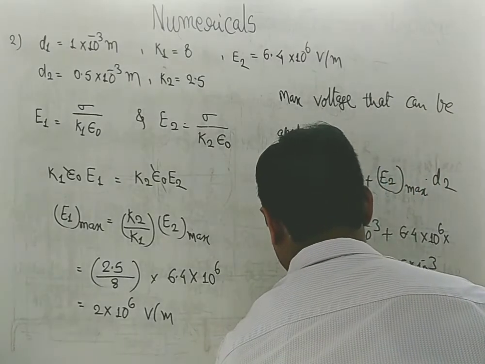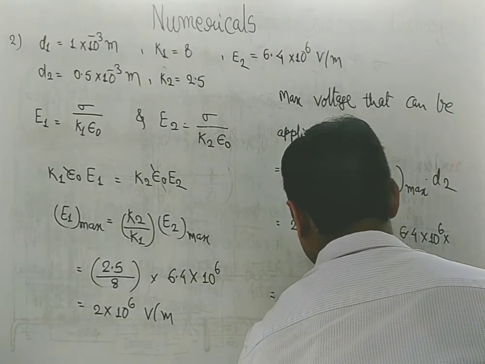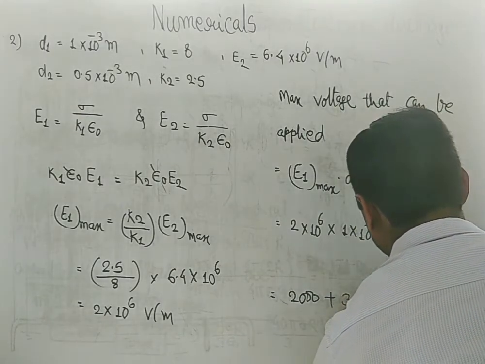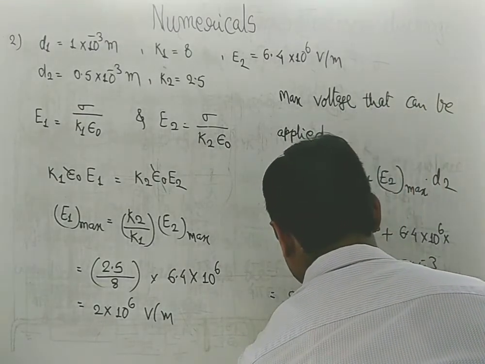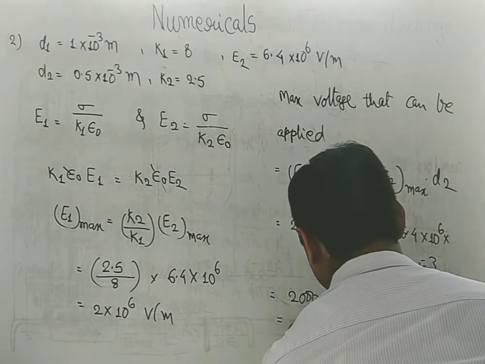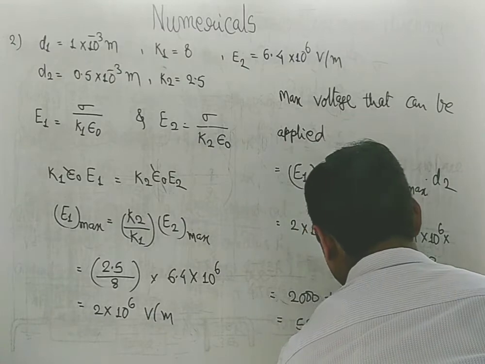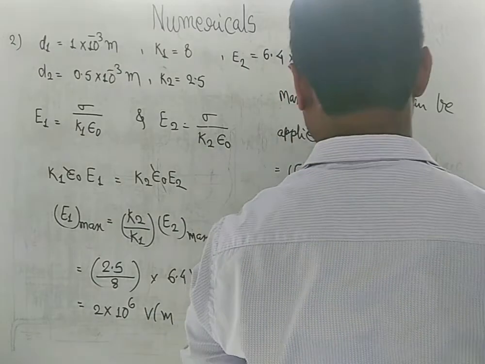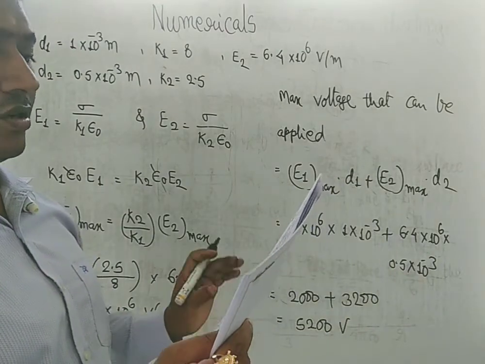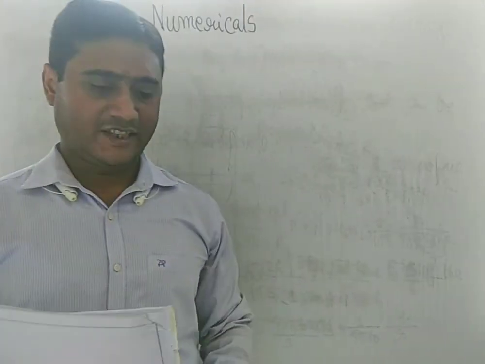So just solving it, we will be getting 2000 for this term, and for this term we'll be having 3200. Now with this we will be having 5200 volt. So this is the maximum potential that can be applied. Okay, now let's have the next question.